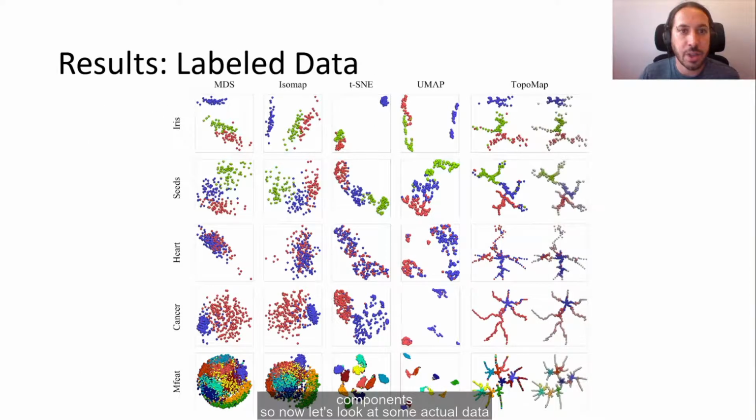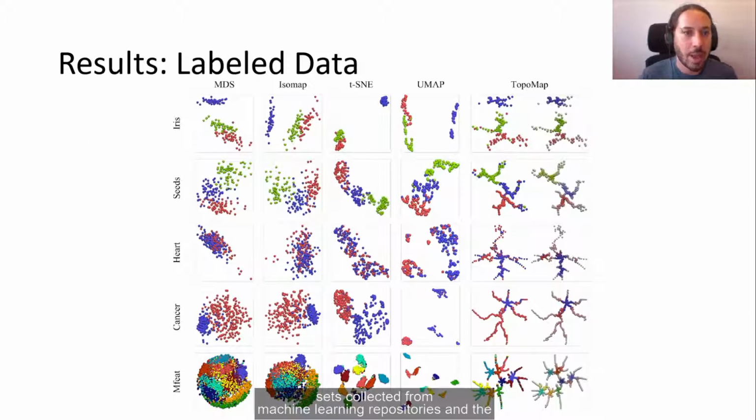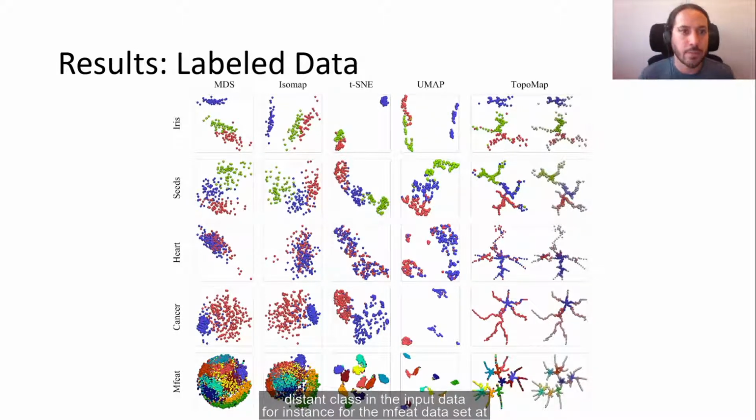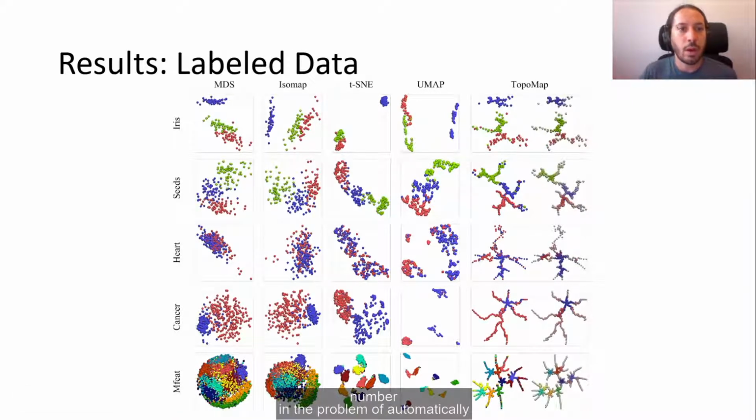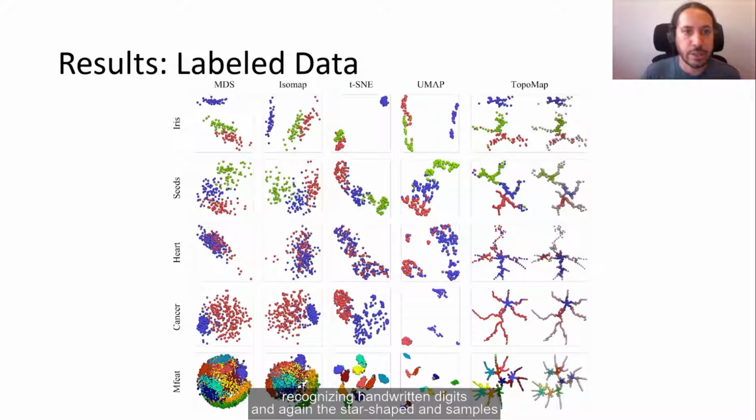So now let's look at some actual data sets collected from machine learning repositories. And these data sets are usually used to evaluate quantitatively the performance of classification algorithms. And here each color corresponds to a distinct class in the input data. For instance, for the MFET data set at the bottom here, each color represents a number in the problem of automatically recognizing handwritten digits. And again, the star-shaped ensembles can be observed with the projections generated by TopoMap.